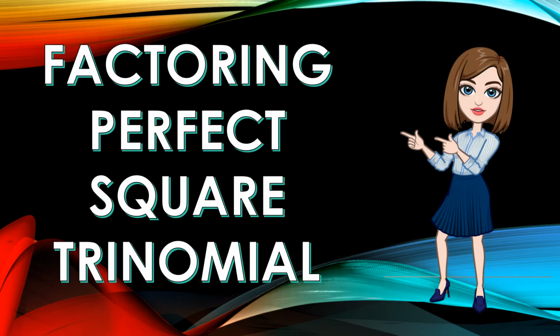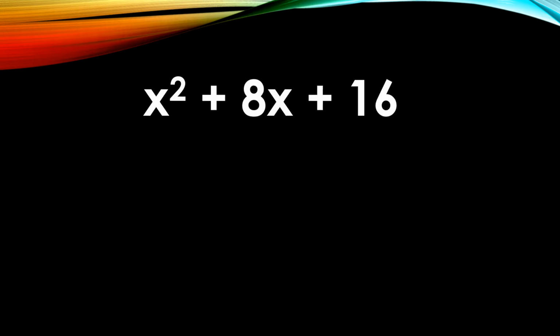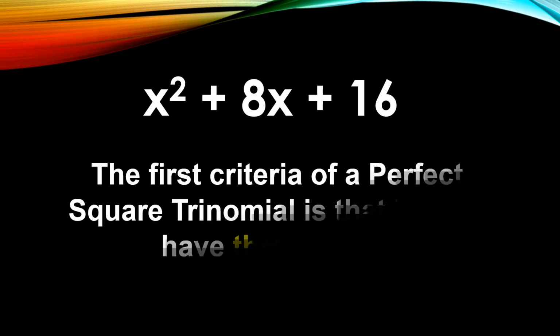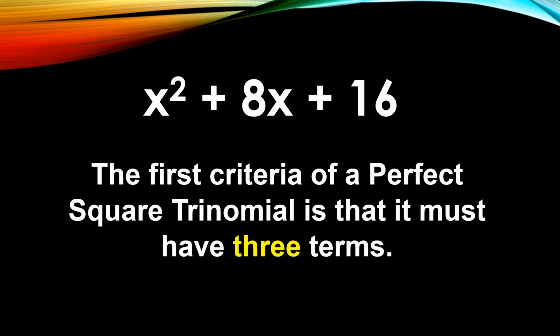Now, our next lesson is about factoring perfect square trinomial. Paano ba natin malalaman na ang trinomial ay perfect square trinomial? So, syempre, ang unang criteria dapat the polynomial is a trinomial. If we say trinomial, it is composed of three terms. So in our example, we have three terms. The first term is x squared, the second term is 8x, and the third term is 16.